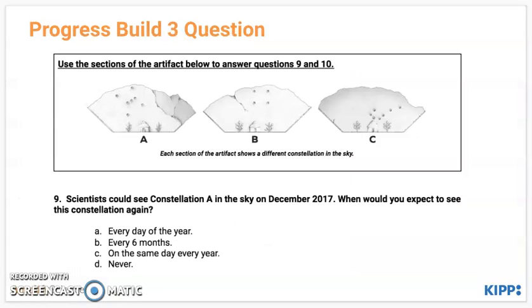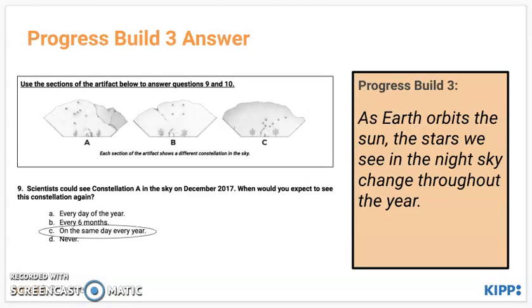Pause and try one of the progress build 3 questions. The answer to this question is C. Students should know that there is a yearly pattern of when we see the constellations. We see the same constellations in the sky at the same times every year.